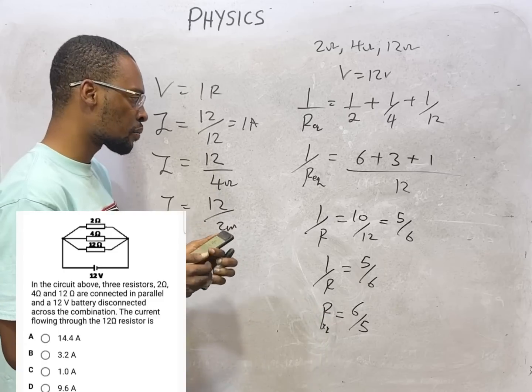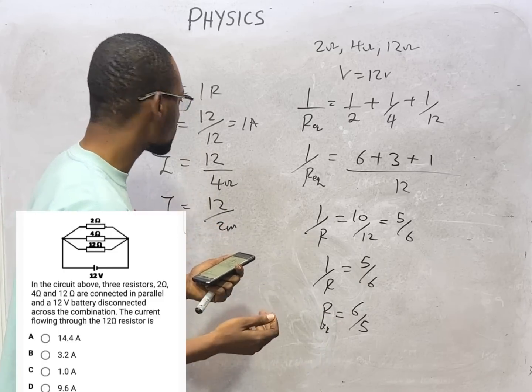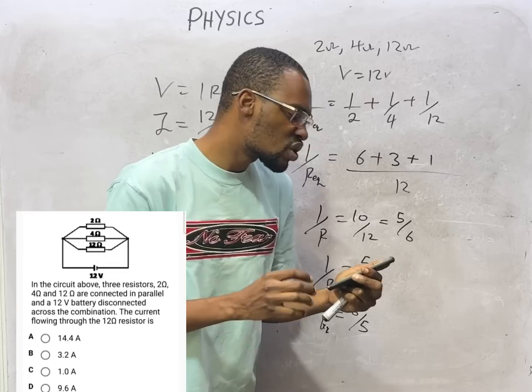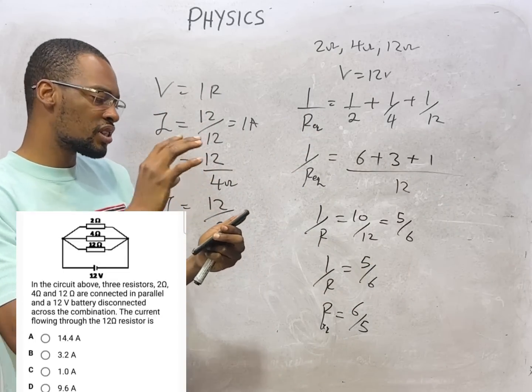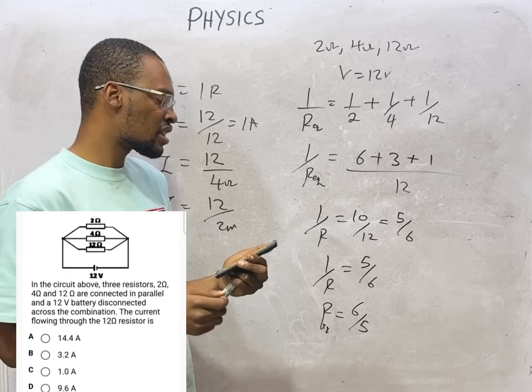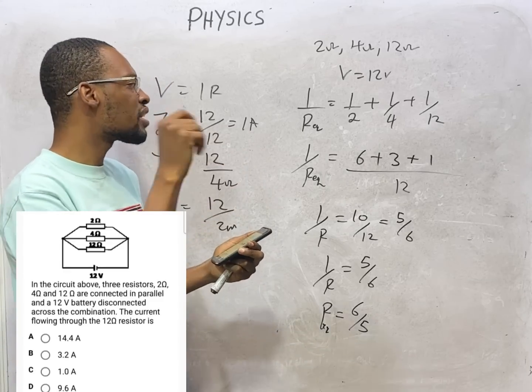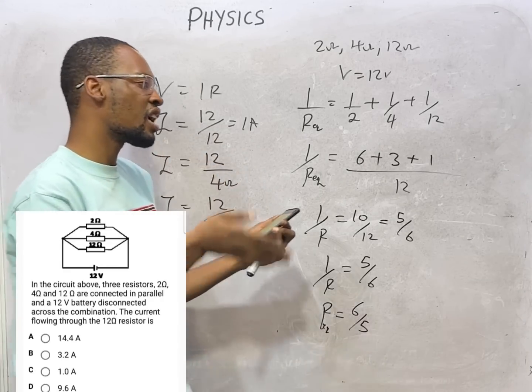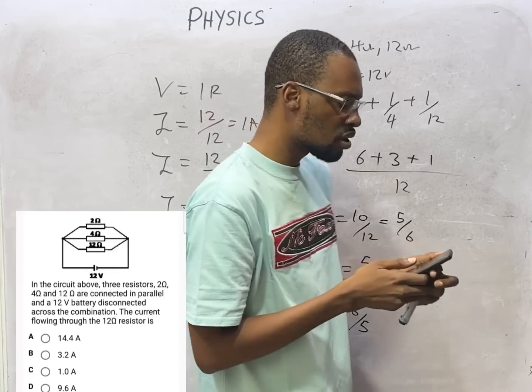This is your answer. But if you were asked to look for the current that flows in the circuit, or the equivalent current, you can find the equivalent resistance and solve. But we are looking for the current across each of the resistors and they are in parallel. This is how you go about it.